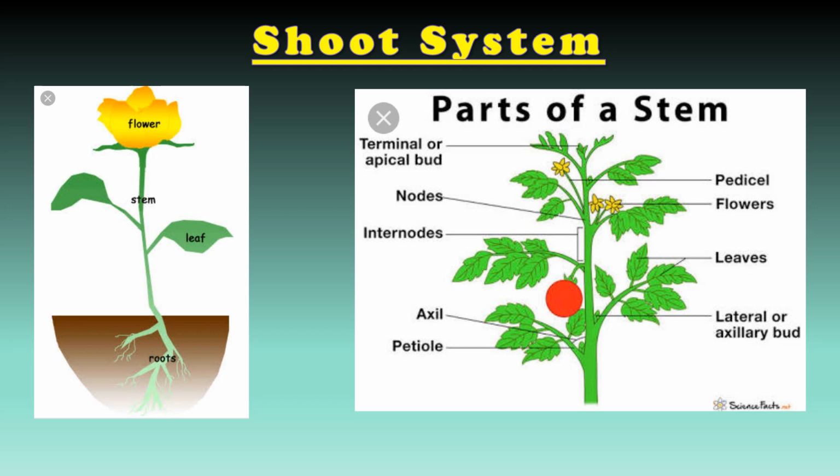Some of the names are given in the picture. You will be able to see what nodes and internodes are. As you can see in the picture, the point from where a leaf or a branch arises on the stem is called the node, and the part of the stem between two nodes is called the internode.